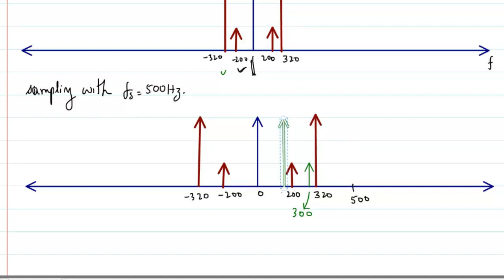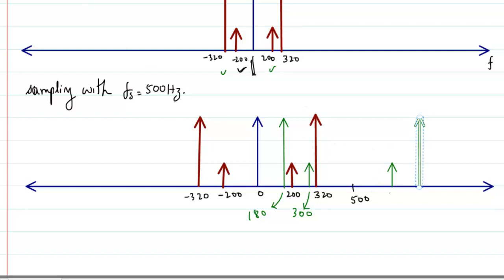So let me write that also. So this is going to be 180. Okay. Next, if I am going to write from 500 plus 200, then 500 plus 200 will be basically 700. So if I am going to take almost 200, it will come somewhere around here. And then another one will come somewhere around here. 700. So 500 plus 320 will be 820. So 820 will come somewhere around here.